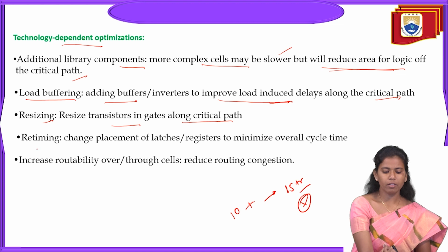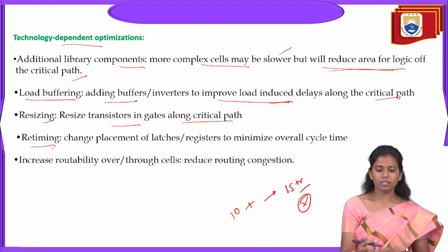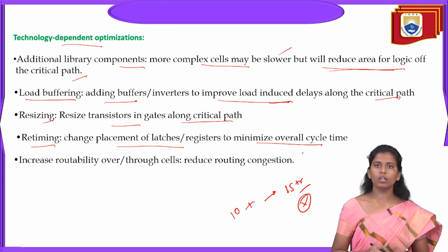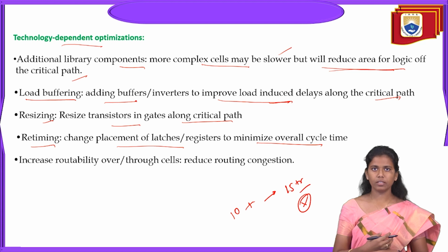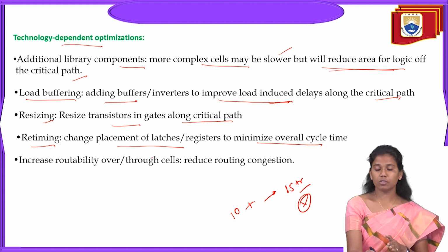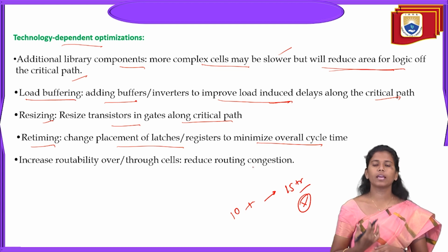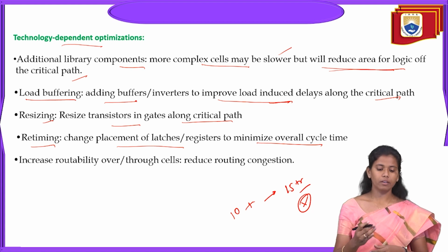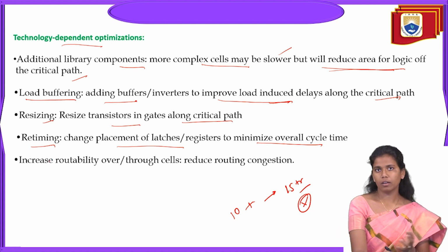And then retiming. Retiming is changing the placement of latches or registers to minimize the overall cycle time. So retiming means we can change the timing constraint as well. If we change the places of storage devices like latches, flip-flops or registers, then we can minimize the overall cycle time. This is how we can resize or retime the given constraint.